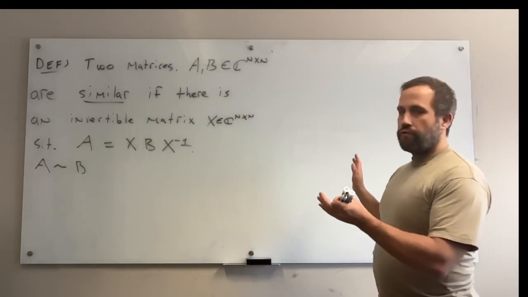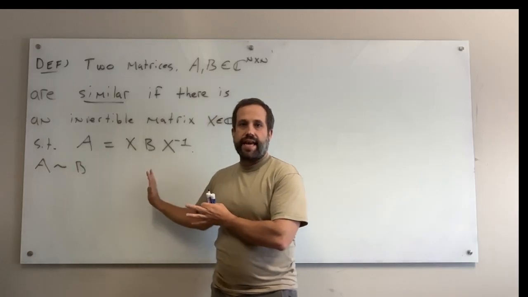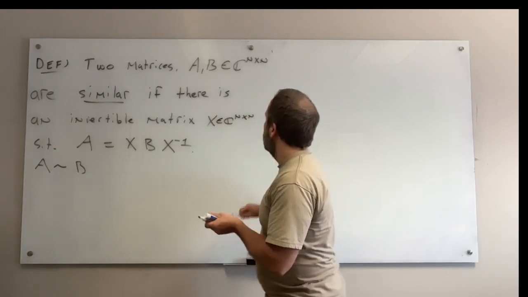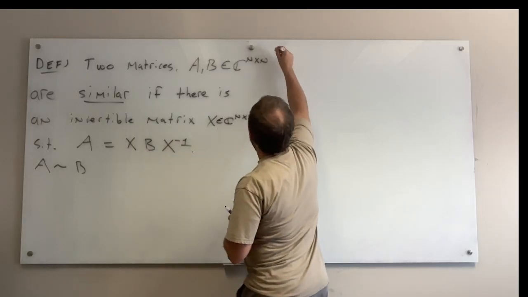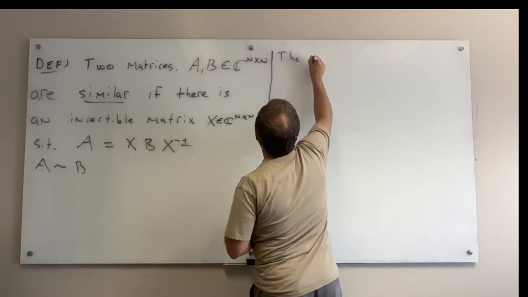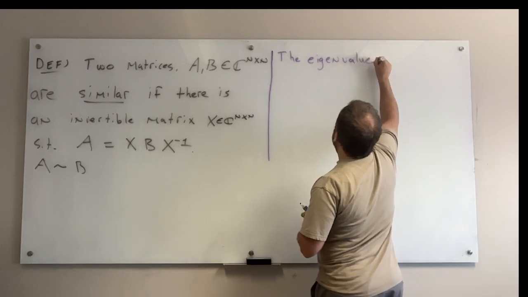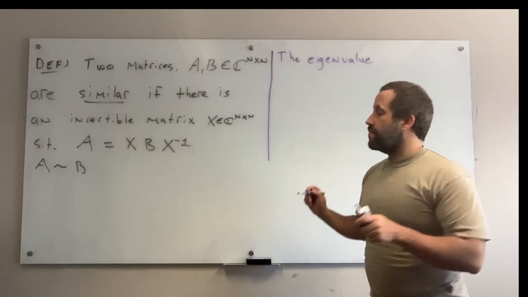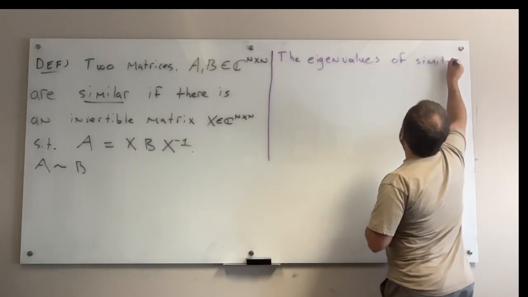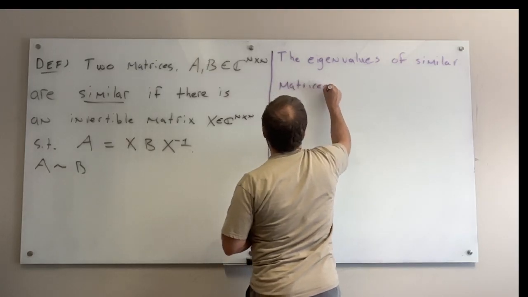So in order for this to be useful, the properties of A and B, since they're similar, need to carry over. The properties of A need to carry over to B, and the properties of B need to carry over to A. So let's look at some of those. So one of those properties is the following. The eigenvalues, and I'm not going to write it, but this does not extend to the eigenvectors. So the eigenvalues of similar matrices are the same.